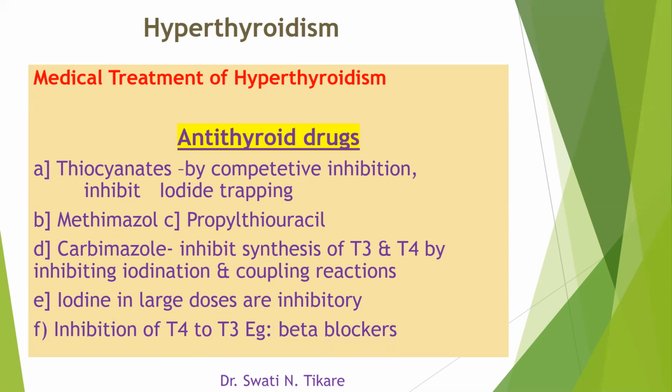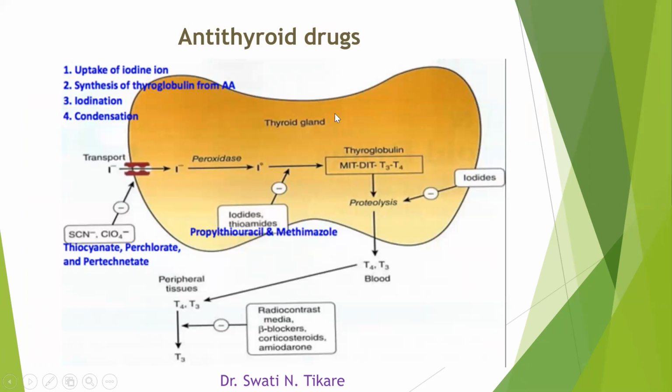Lastly, once T3, T4 are already formed, you know T4 is the prohormone, more of T4 is there, but the active hormone is T3. If we prevent T4 from converting to T3, then also we can block the actions of the hormone. So we have certain drugs which can inhibit conversion of T4 to T3, for example, beta blockers. So these are the anti-thyroid drugs. These are the locations where they are active.